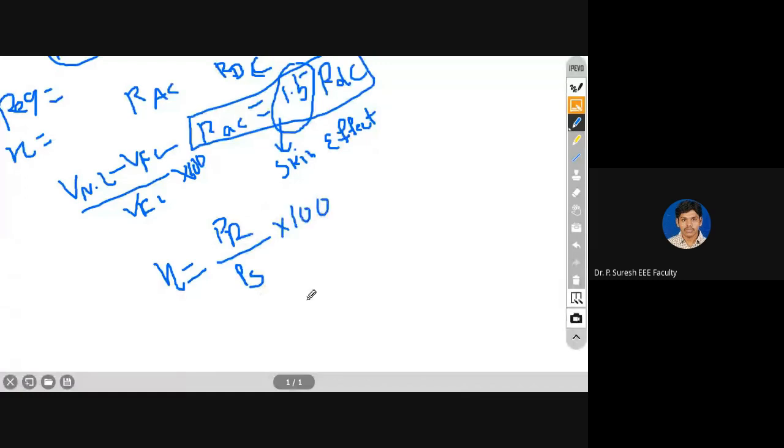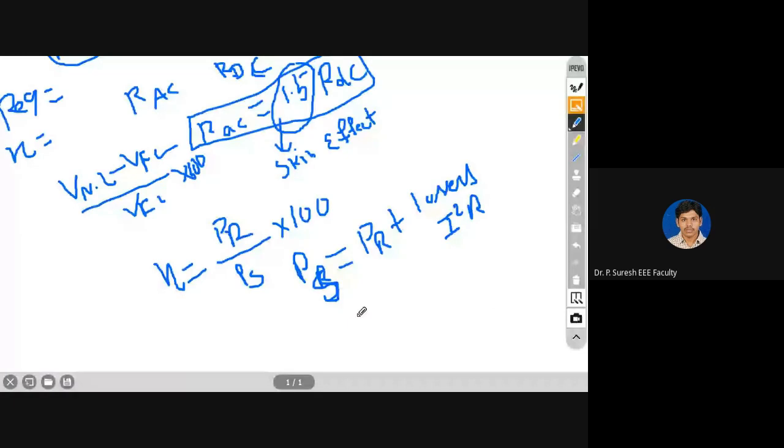What is the receiving end power formula? What is the relation between PR and PS? PS, the input power, equals output power plus losses. Which type of losses are present in a transmission line? I square R losses. So like that we can calculate the sending end power or receiving end power.